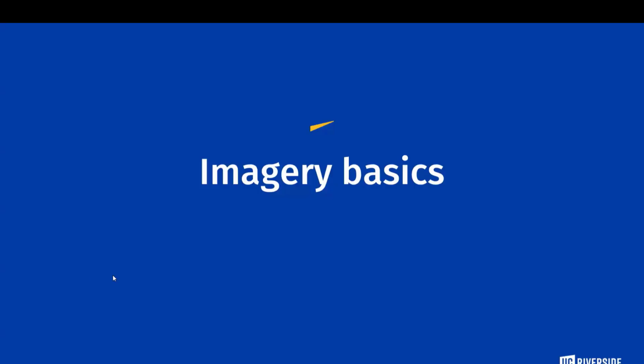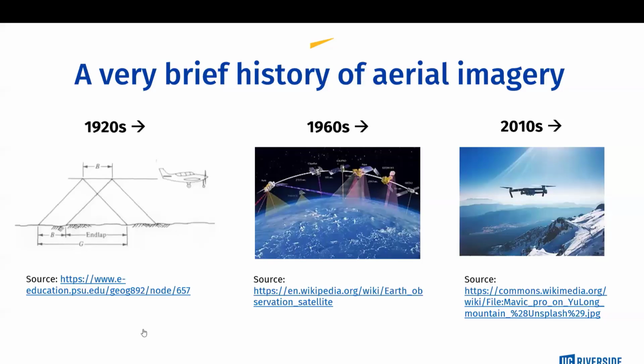All right, so let's get started with imagery basics. So here's my very brief history of aerial imagery. I break it into 3 major advances. And of course, starting with the 1920s when there were airplanes. They came into use especially toward the end of World War I, but in the 1920s is when we started to see a lot of domestic use of airplanes that had a camera mounted to the bottom of the aircraft, pointing straight down at the ground.